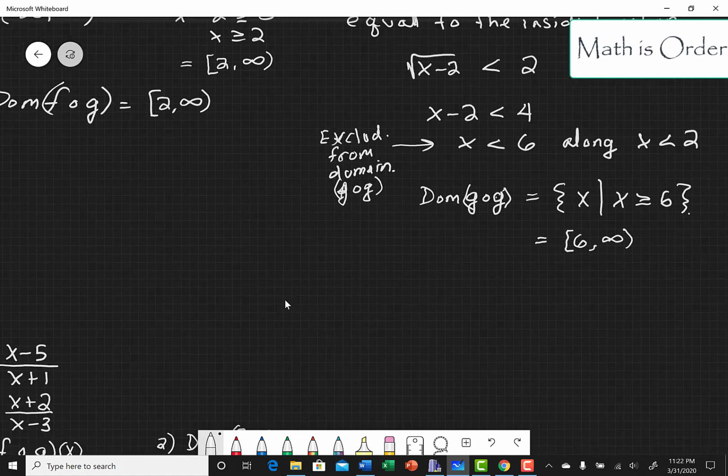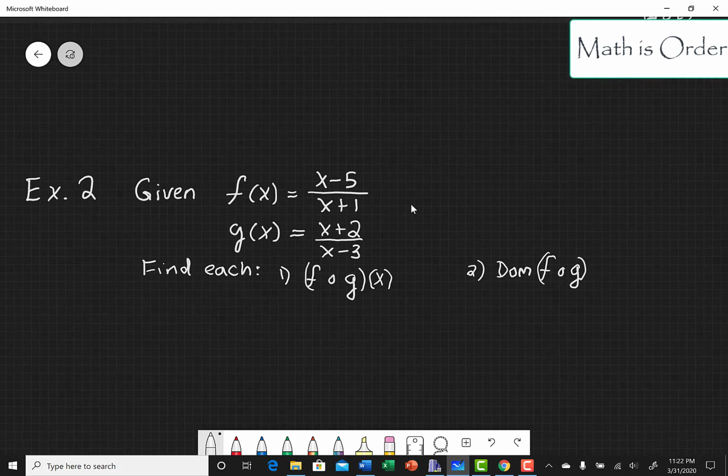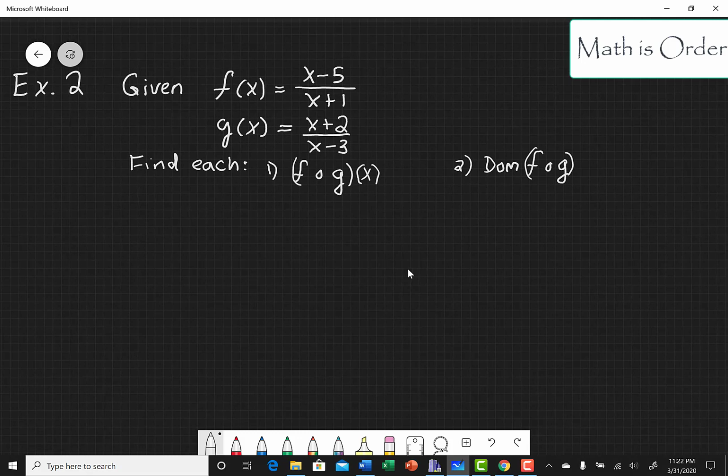Okay, let's look at another example. Let's look at this one. This will be our last question. All right? We're given two functions again, and we're trying to find out the composition and the domain of the composition. Now, the reason why I picked this problem is because these are rational functions. And when you're finding a domain of a rational function, sometimes it is a little bit tricky. And I just thought it would be helpful to go through these steps again.